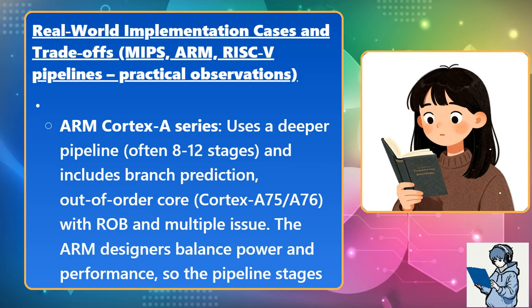The ARM Cortex-A series uses a deeper pipeline, often 8 to 12 stages, and includes branch prediction and an out-of-order core, for example the Cortex-A75/A76 with ROB and multiple issue. The ARM designers balance power and performance, so the pipeline stages are not all equal. The fetch stage may be faster than the memory stage.